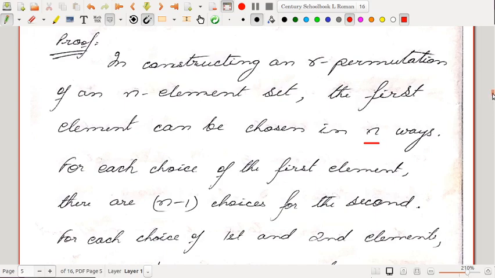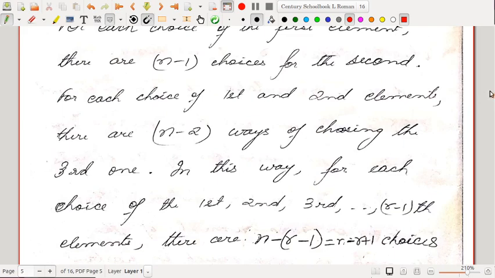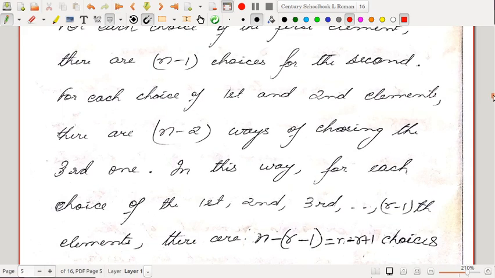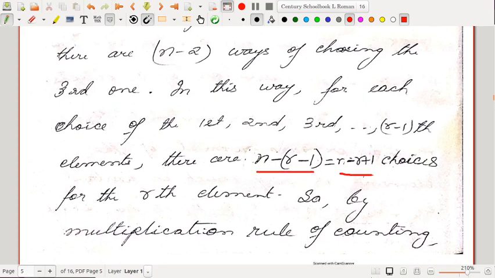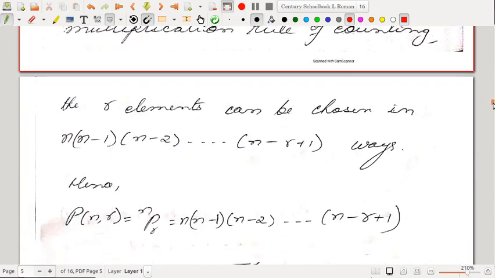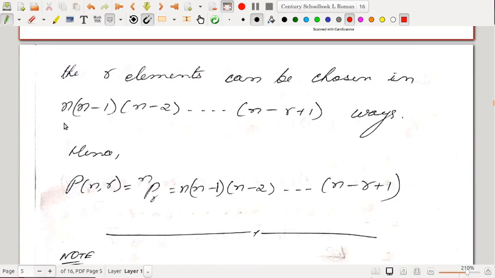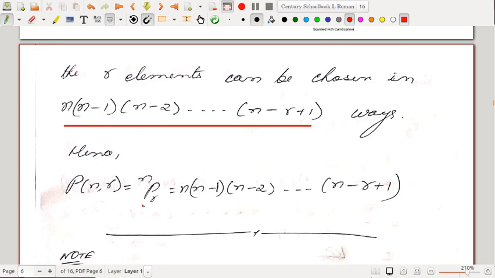Okay, so for the second place there are n minus 1 choices, for the third place there are n minus 2 choices, for the fourth place there will be n minus 3 choices. Similarly, for the rth place there will be how many choices? n minus (r minus 1), that is n minus r plus 1 choices for the rth element. So by the multiplication rule of counting, the r elements can be chosen in this way: n into n minus 1 into n minus 2 into ... into n minus r plus 1. Okay, so nPr is nothing but the product of the numbers n, n minus 1, n minus 2, up to n minus r plus 1.